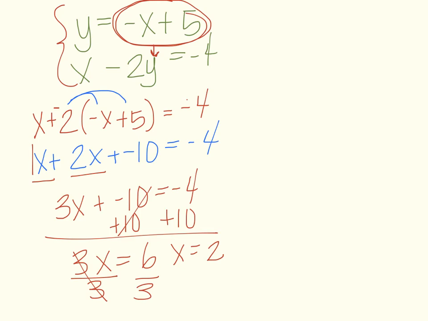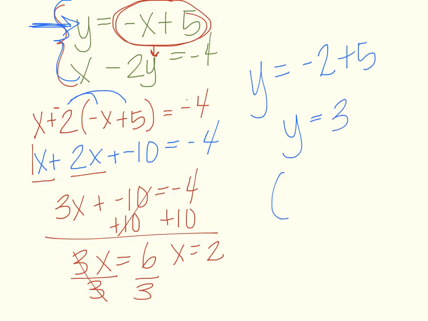So again, remember I need to find my y now. So I'm going to go back to my system. You can pick either one. I'm going to pick the top one because y is already by itself. So I'm going to say y equals negative 2 plus 5. So y equals 3. So my ordered pair is 2, 3.